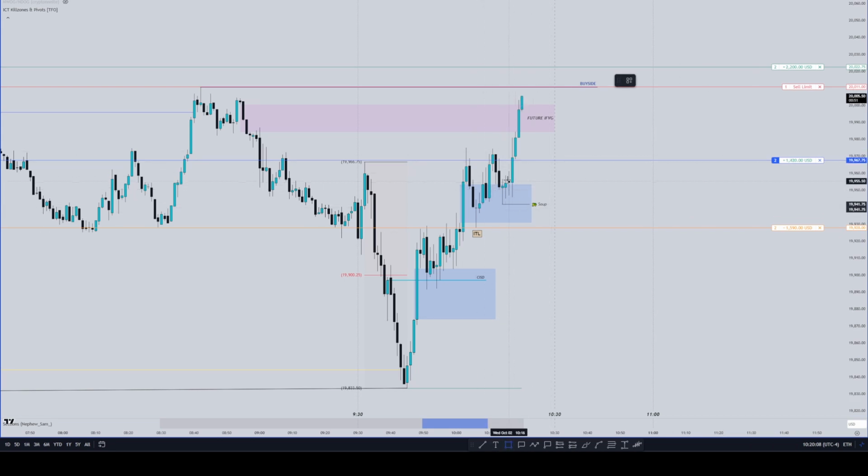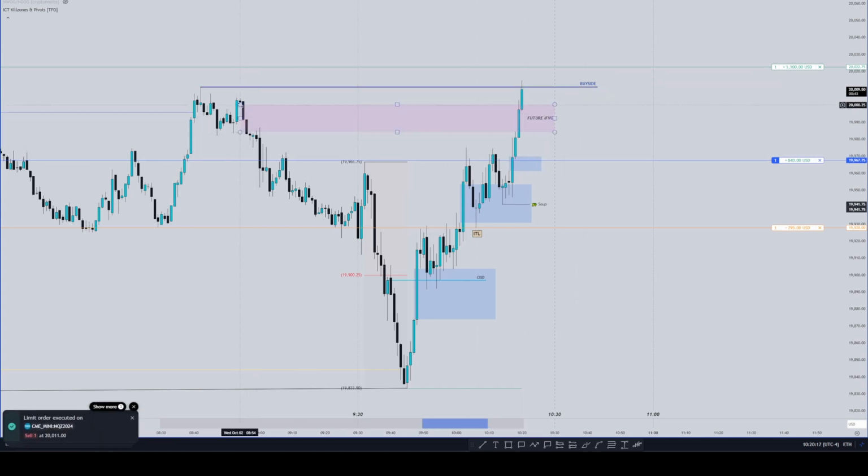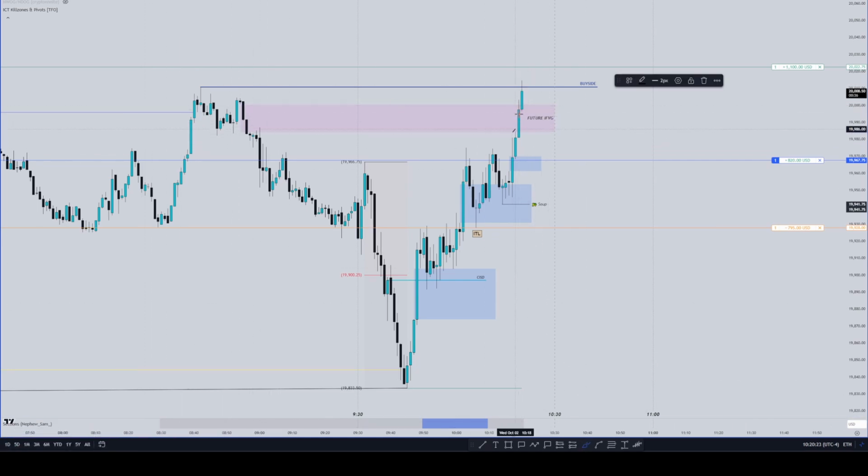So now look how we formed a BISI in here. We're not even treating this as a future inversion fair value gap. This is where you could be wrong and it still works out for you. So we're expecting price to chop around in this range. It can come up, fill it, come back down, come back up, fill it. And this is an example where you can be wrong and still make money. It's perfectly fine if we were wrong in that scenario.